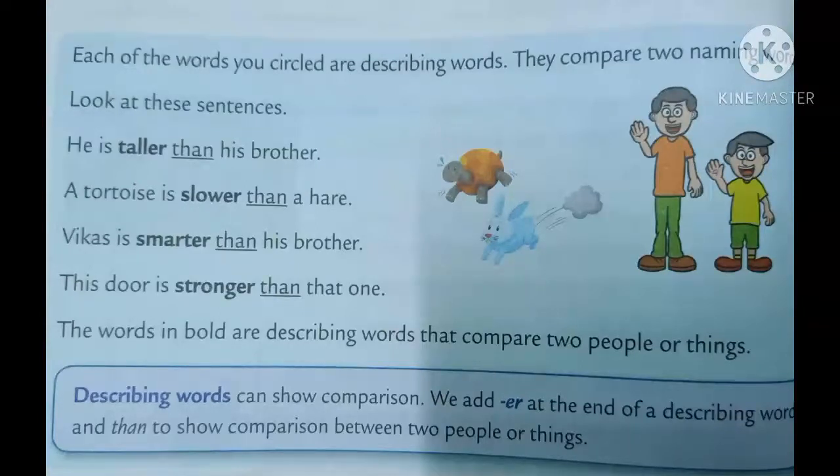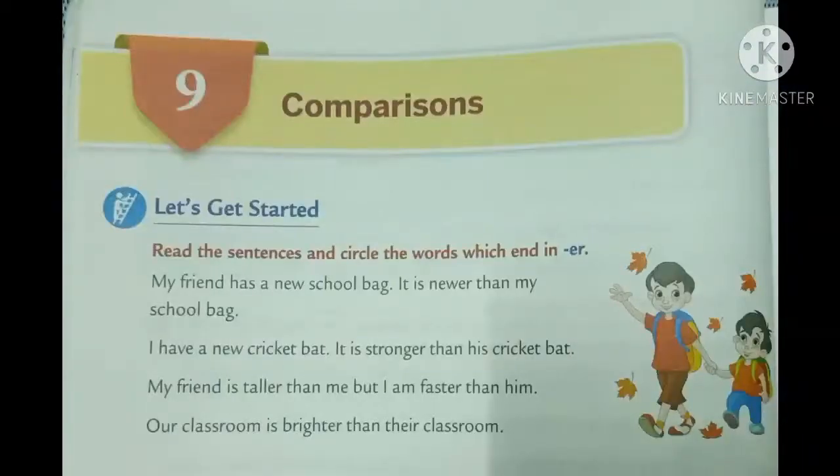How, see, children? From the sentence, it is newer than my school bag. It means the two school bags are compared over here. Now see this. It is stronger than his cricket bat. Here, stronger is the describing word. And what it is describing? Cricket bat. It is also making comparison between the two cricket bats. Okay, the word stronger. I have a new cricket bat. It is stronger than his cricket bat.